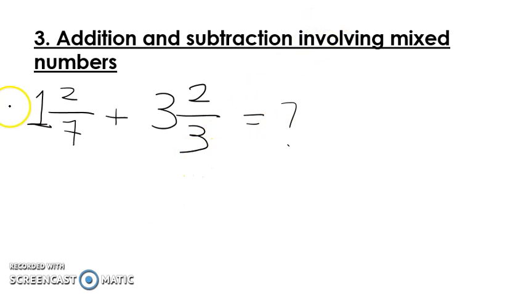Now, how do we do this type of question? Preferably change everything, all the mixed numbers, into improper fractions. So we want all mixed numbers into improper fractions.